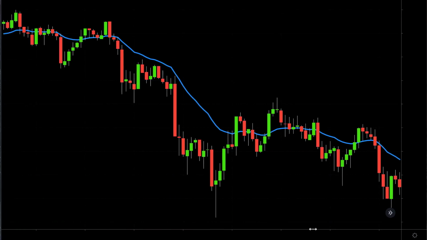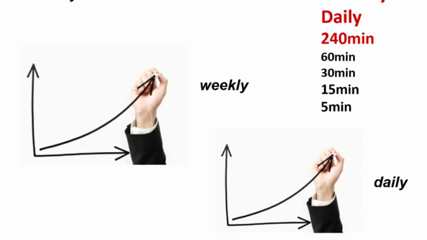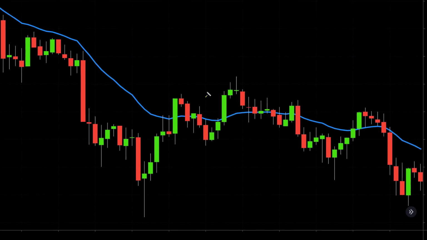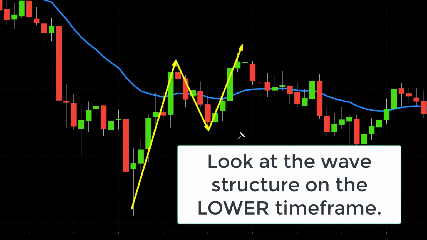then what you want to do is go on a lower time frame chart, like a 1 hour chart, or if you like, you can go to a 30-minute or a 15-minute chart. But in this case, I'm going to use a 1 hour chart. So zoom in on that hammer pattern, go on a lower time frame chart, like a 1 hour chart, and count the waves on that bounce. So count the number of waves you can see on the hammer pattern.